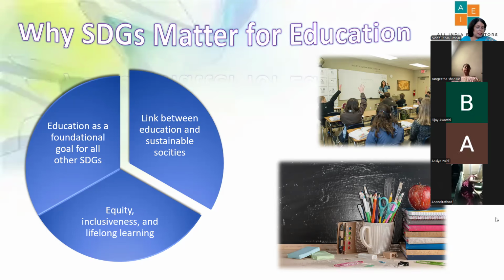Now, SDG matters for education because education shapes the people who shape the future, especially the teachers. When we bring SDG into our teaching, we are not just delivering content, my dear friends, we are building character, consciousness, and the capacity for change with a deeper understanding for everyone.